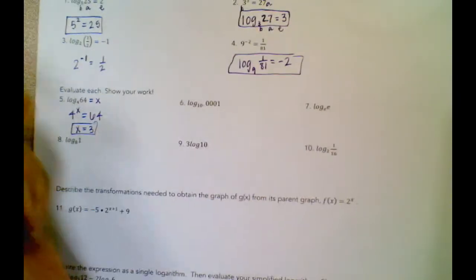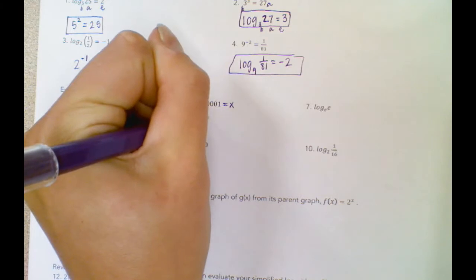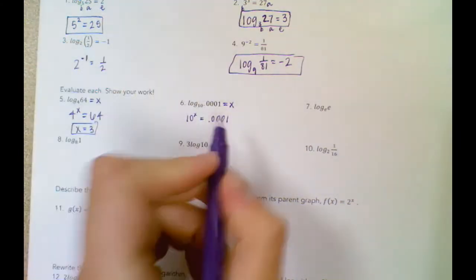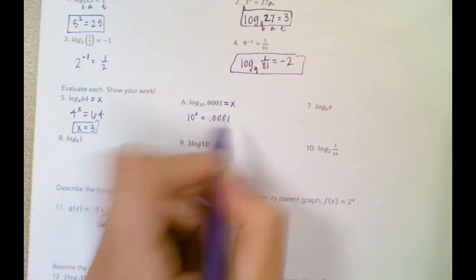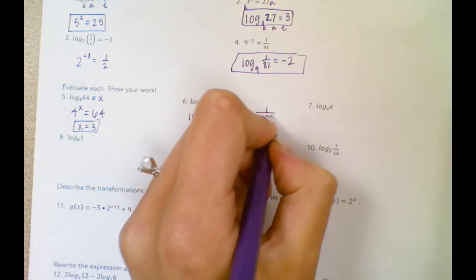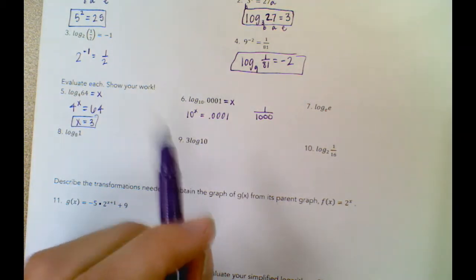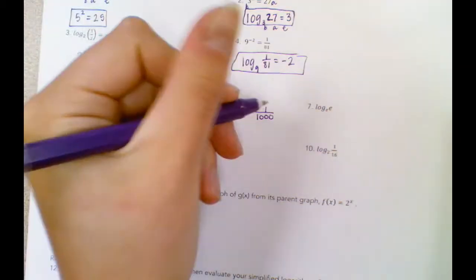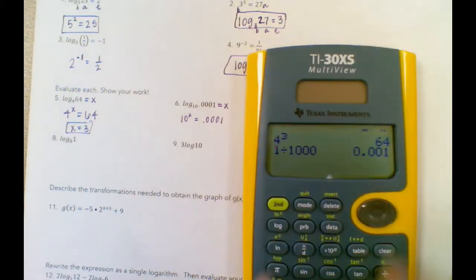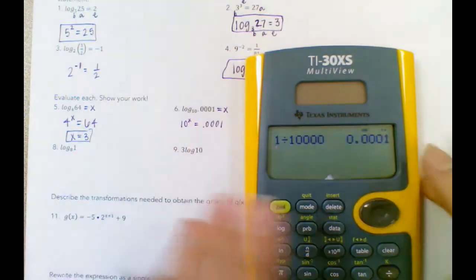All right, number 6. Set it equal to x. Okay. This would be 10 to the x equals 0.0001. Now, this 0.0001 is really a fraction. It's 1/1000. Or no, 1/10,000, right? Yeah, because 1/1000 is that. So we gotta do 1/10,000. There we go.